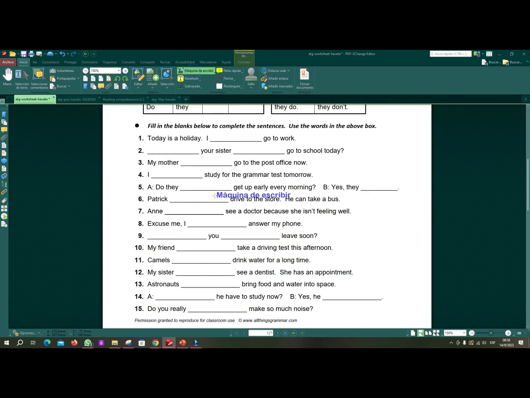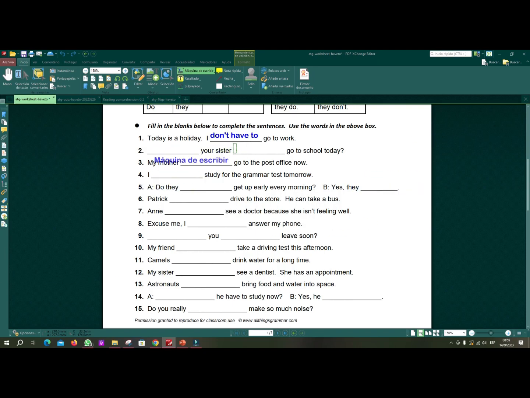For example, here you have this. Today is a holiday. This would be a negative one because I don't have to work on holiday, right? So I don't have to go to work, right? So that would be a negative one. Today is holiday. I don't have to go to work, right?